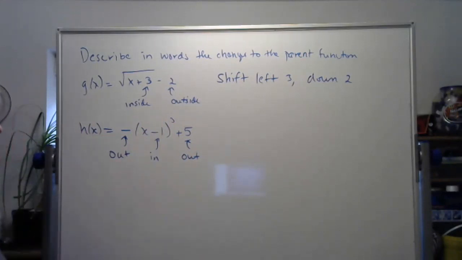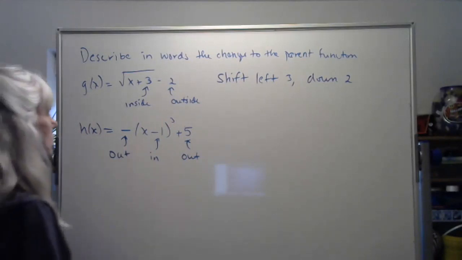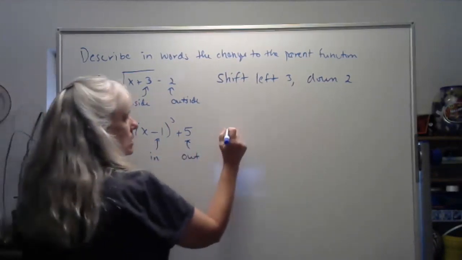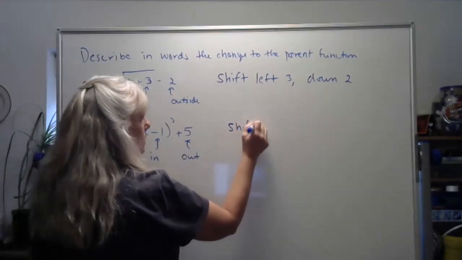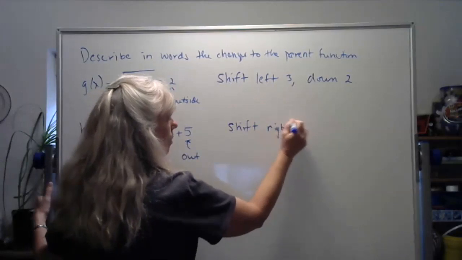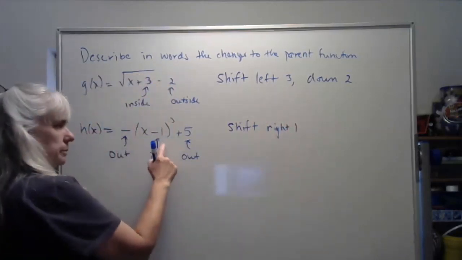The minus 1 is on the inside. Okay, so in terms of what's going on, let's deal with the easy stuff first. Because this is on the inside, we know it's going to shift it the opposite of minus, which would be to the right one. So that's this guy.